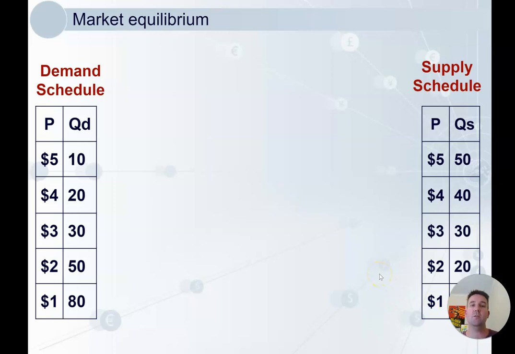Okay. What I'd like you to do is draw one up in your book, demand and supply, plot out the points, draw the demand curve and supply curve, and we'll go from there. So pause and do that.